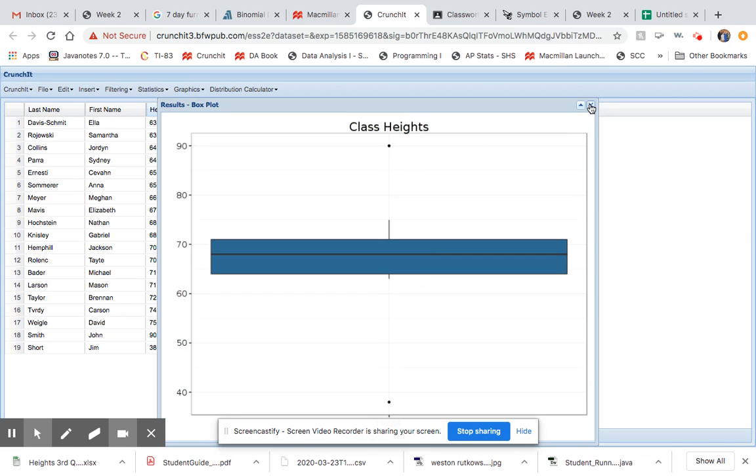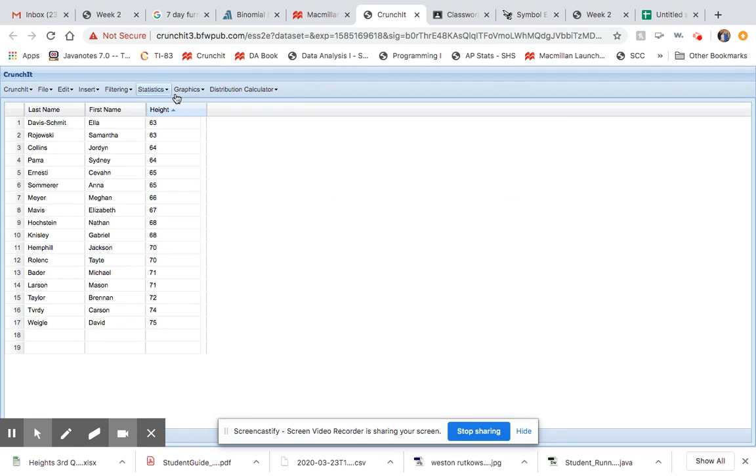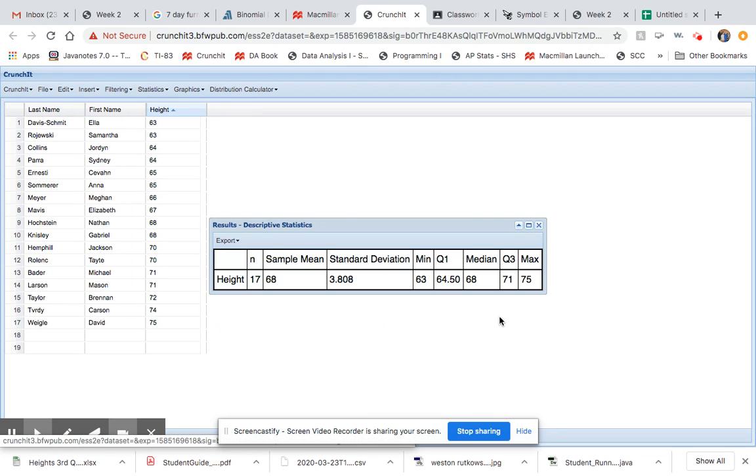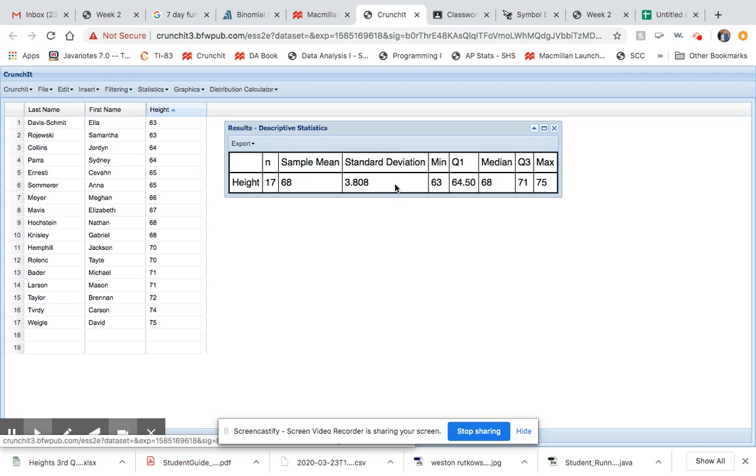Okay, so just one more graph here. I'm going to take out those outliers, those last two. So I'm going to delete that one, redo my statistics. Okay, so there's your descriptive statistics again.